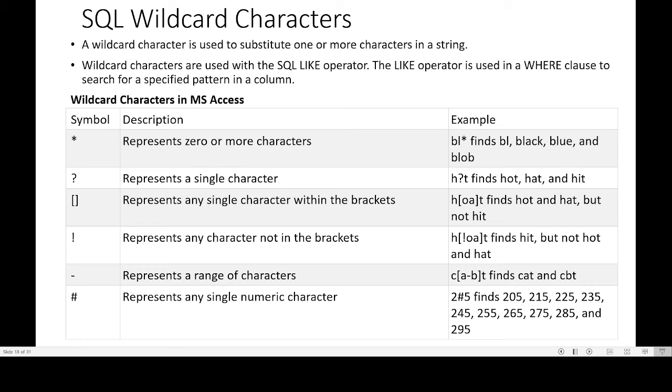Another one is the dash, which represents a range of characters. Suppose I am writing C inside square brackets, and I write A to B. It will be checking for all the strings which have the letters from A to B. So it finds cat and CBT. Then we have the hash, which represents any single numeric character, so for numbers also we can check. If I give 2#5, then it finds all the numbers starting with 2 and ending with 5, like 205, 215, 225, etc.